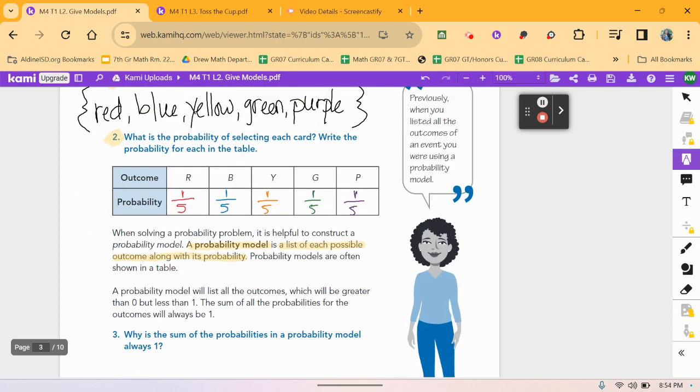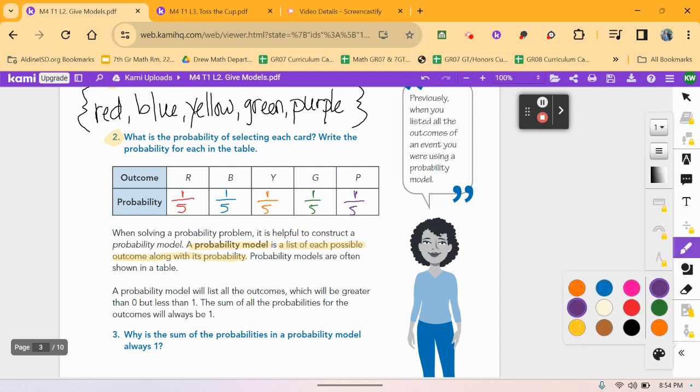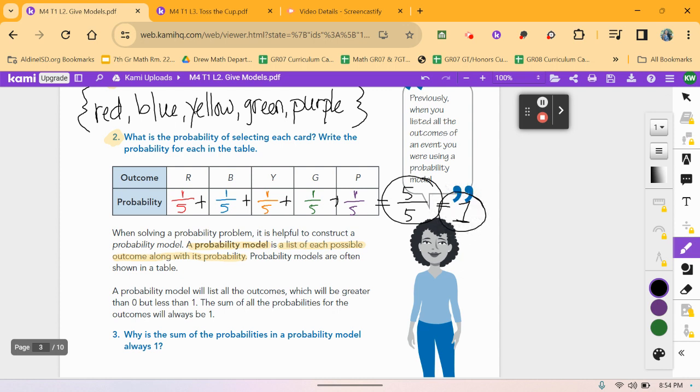Let's continue reading. A probability model will list all of the outcomes, which will be greater than 0, but less than 1. The sum of all probabilities for the outcomes will always be 1. Well, let's test that theory. For the probability model we just made, let's add all of these fractions. I'm adding fifths, so my denominator stays the same. Let's see how many fifths I have. 1, 2, 3, 4, 5. I have 5/5. Oh, look at that. And 5/5, we know, simplifies to be 1 whole or 100%.